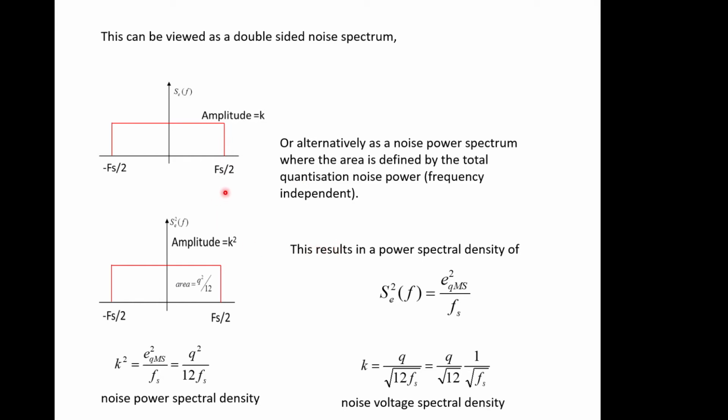If we're interested in power, then we square it. And then we've got this thing which is just basically squared, but we know that the total power is q squared over 12, so the area of this section is q squared over 12, so we can start to then put some numbers on the heights of these things and work out the value of k in this case. So the noise spectral density is equal to k, which is q over root 12 times 1 over root fs, or the noise power spectral density is just that squared. So this is a measure of the noise in the band that we're interested in.